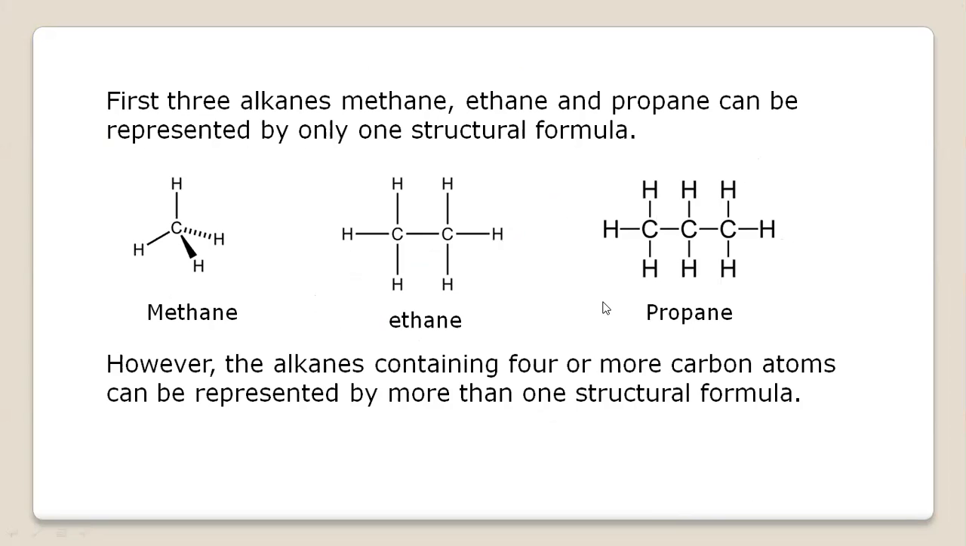The first three members of the alkane family, methane, ethane, propane, are represented by only one structural formula. As they contain a smaller number of carbon atoms, there is no other possible structure. Ethane shows only one structure, CH3CH3, and propane also. But the alkanes containing 4 or more carbon atoms are represented by more than one structural formula.